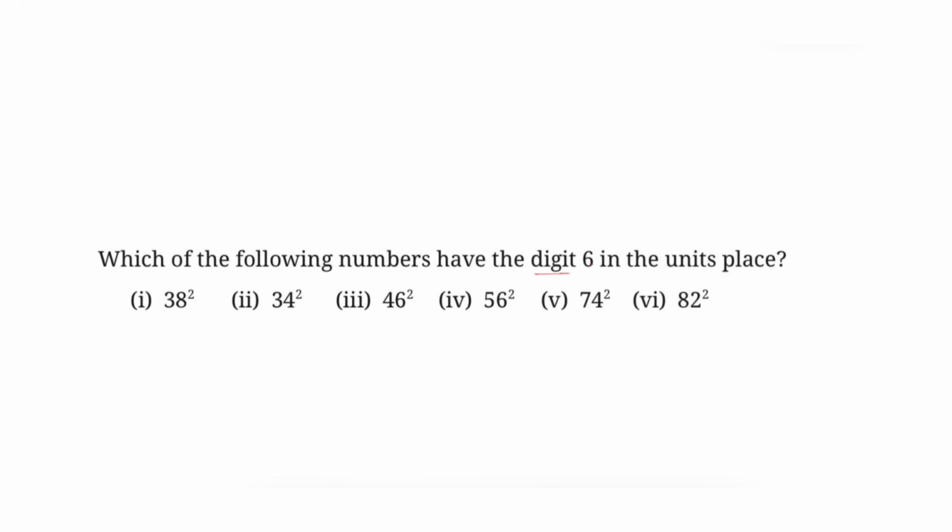Now let us solve this question. Which of the following numbers have the digit 6 in the unit place? We know that if a number is having 4 or 6 at its unit place, then its square ends with the digit 6. Here 34, 46, 56 and 74. These numbers are having 4 and 6 at their unit place. So the square will end with 6. So our answer is 34, 46, 56 and 74.